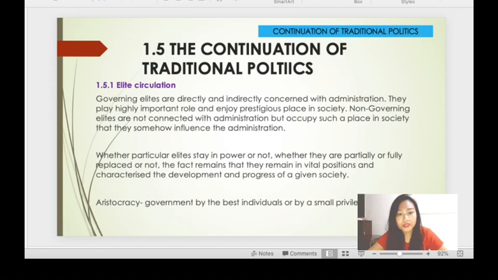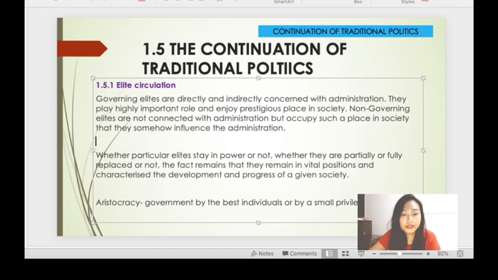Governing elites are directly and indirectly concerned with administration. They play a highly important role and enjoy a prestigious place in society. Non-governing elites are not connected with administration, but occupy such a place in society that they somehow influence the administration. So, whether particular elites stay in power or not, whether they are partially or fully replaced or not, the fact remains that they remain in vital positions and characterize the development and progress of a given society. So this point means that the elite, their status quo remain untouched.